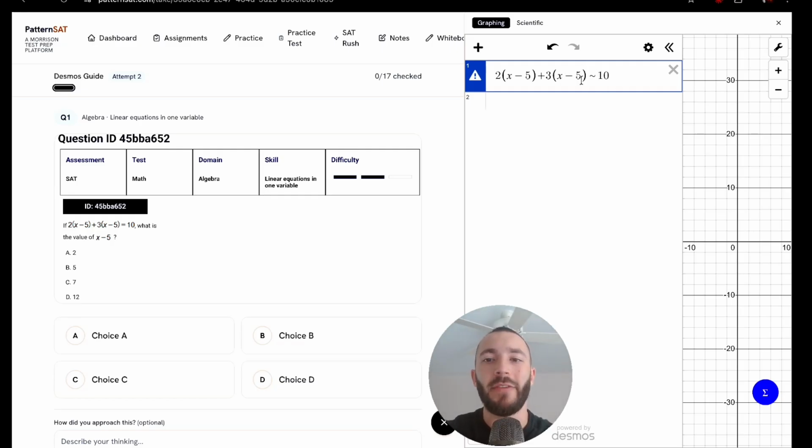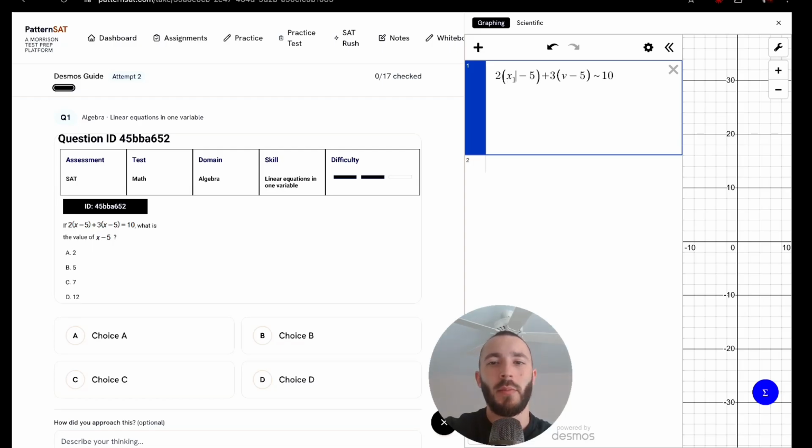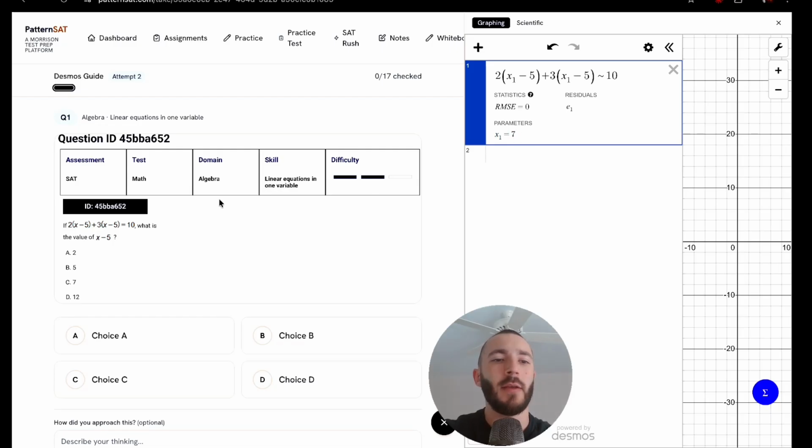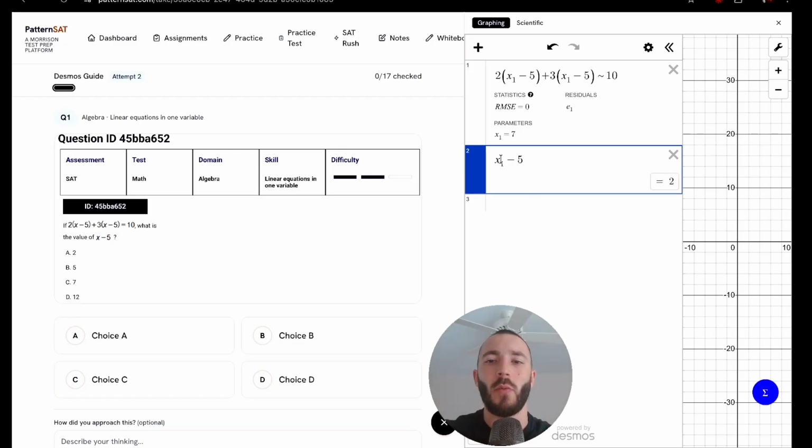We're replacing x. Check out this little thing. X may not be used as a regression parameter. It doesn't recognize x as like a constant that we could solve for. So we have to replace it with something. We could replace it with v, or you could replace it with x1. So if we do v, it solves v is equal to 7. I like x1 because then you'll remember that that's supposed to represent x. So x1 is equal to 7. So what is x minus 5? And you could even type it in, x1 minus 5. It stores the value of x1. So it remembers that it's equal to 7, and it solves x1 minus 5 is equal to 2.